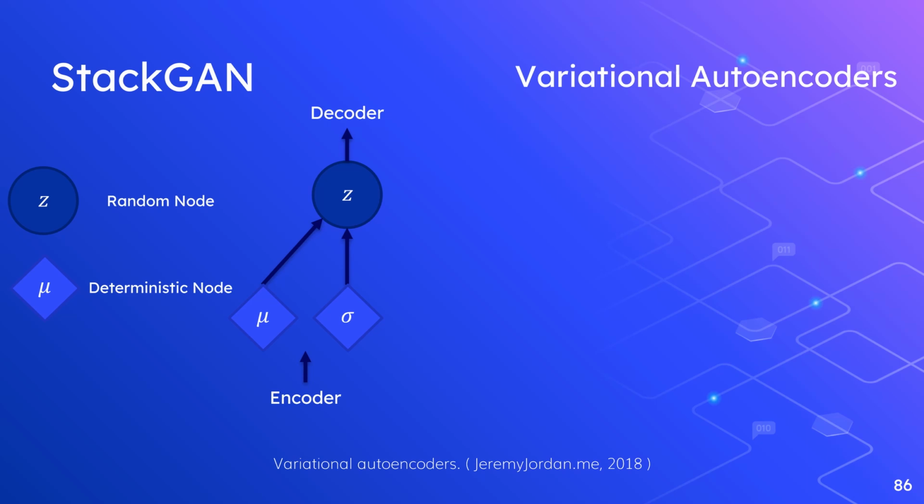There is one problem with variational autoencoders that we need to address. You cannot backpropagate through a random node. Therefore, you cannot find the gradients and perform gradient descent.